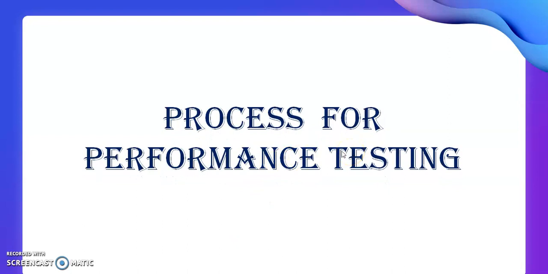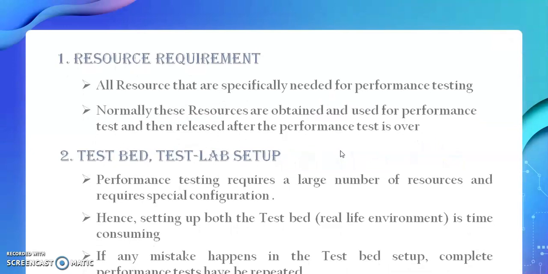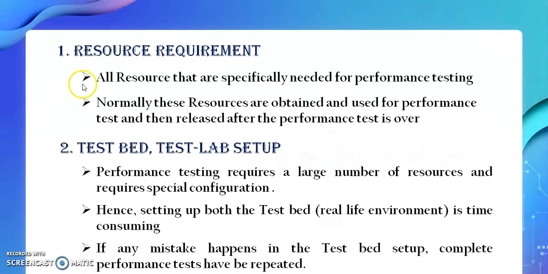Process for performance testing. The first thing required in the process of performance testing is resource requirement. All resources that are specifically needed for performance testing are included here. Normally, these resources are obtained and used for the performance test and then released after the performance test is over.